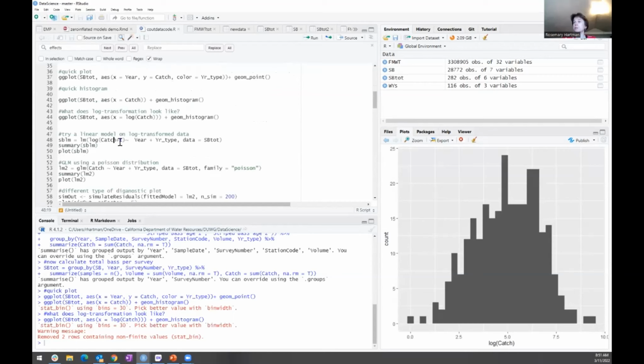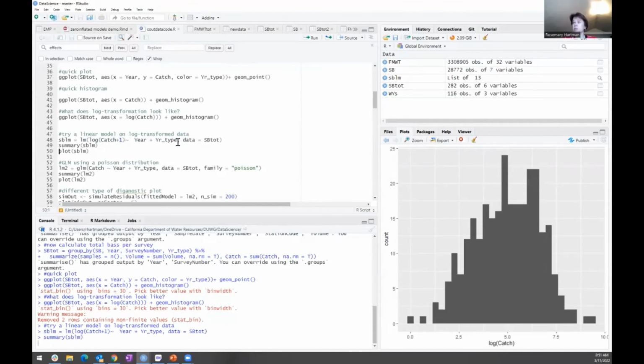So now we're going to do a linear model just from the log transform catch data. To do this, we use the lm command for linear model. The response variable is going to be the log of catch plus 1 because we had some zeros in there. And the predictor variables are going to be year and water year type. Just run that. Look at the summary.